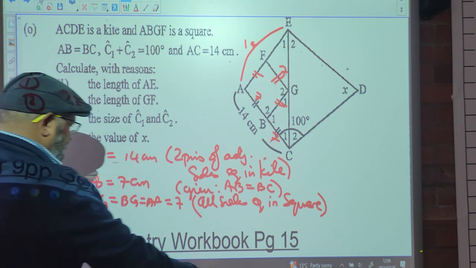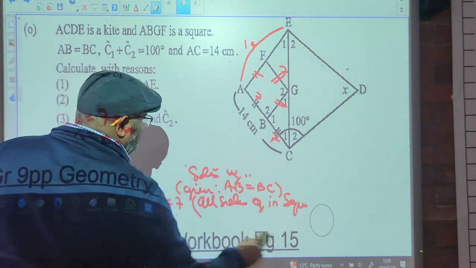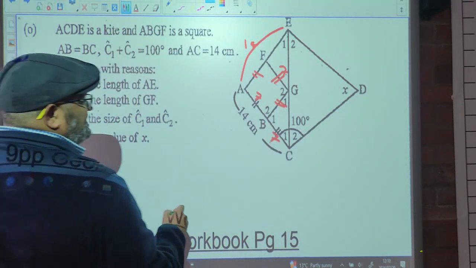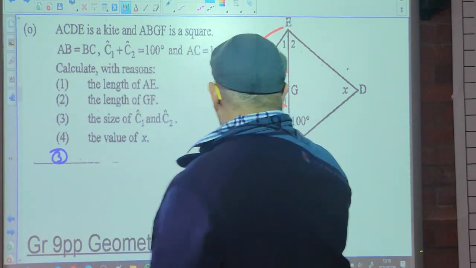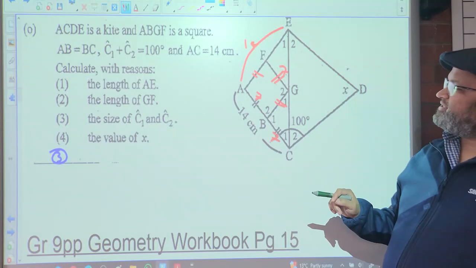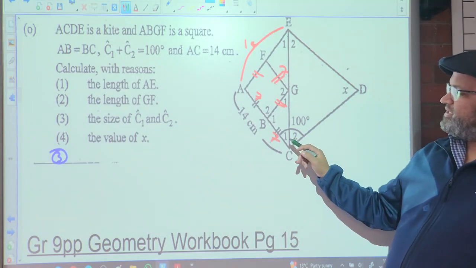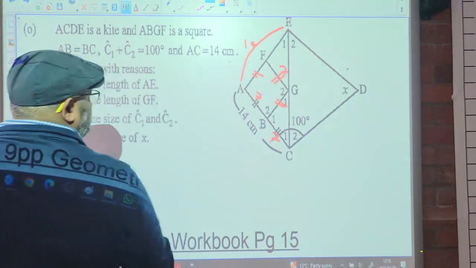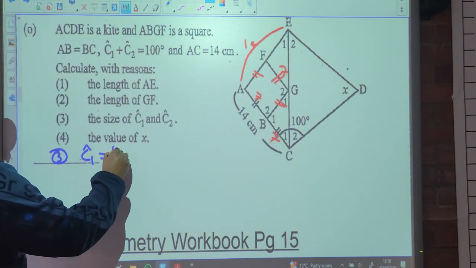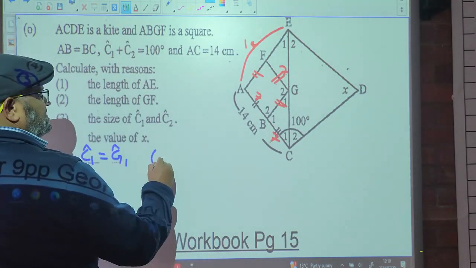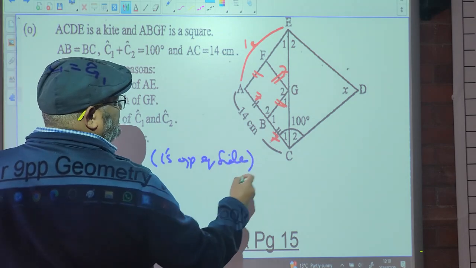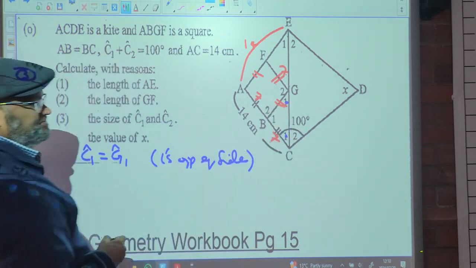Number three, we are told the size of angle C1 and C2. As we see, people, that is not the same. But we know that C1 is equal to G1. Why? Because angles opposite equal sides are equal, so that angle is equal to that angle.